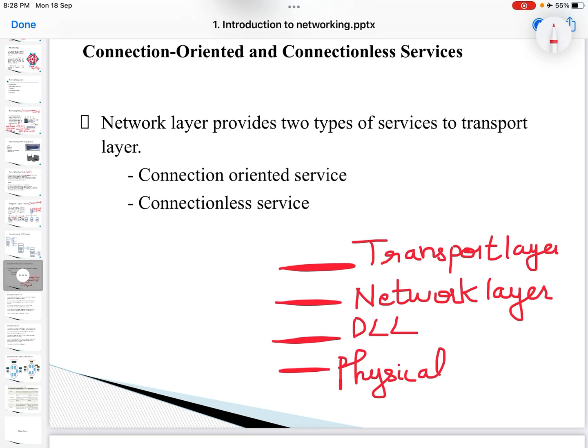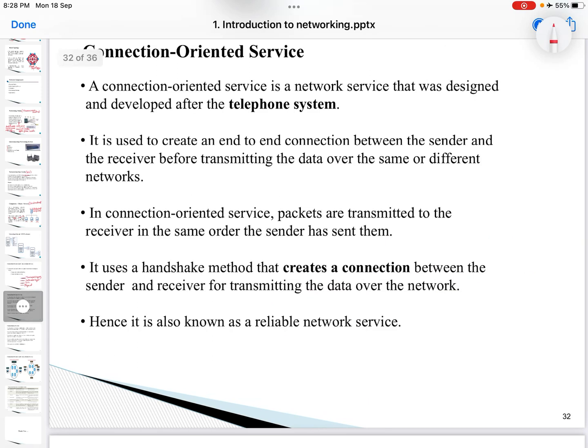Why are these services important? Services are needed because the network layer has to provide services to the layer above it, that is the transport layer, and these services are connection oriented services and connectionless services. A connection oriented service is a network service that was designed and developed after the telephone system. It is used to create an end-to-end connection between the sender and the receiver before transmitting the data over the same or different networks.